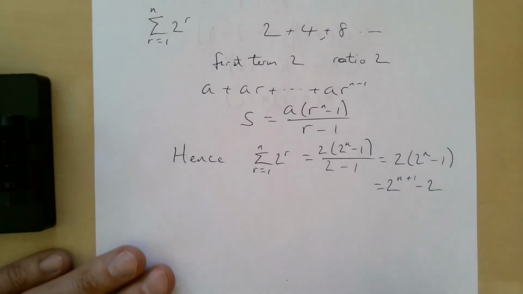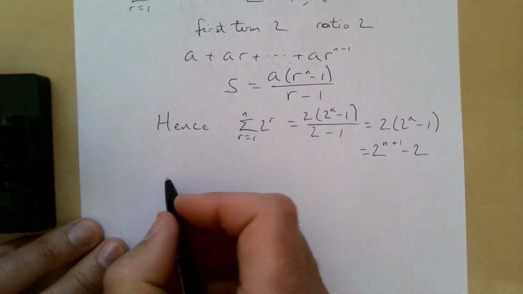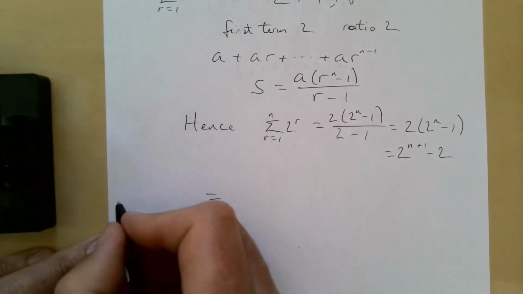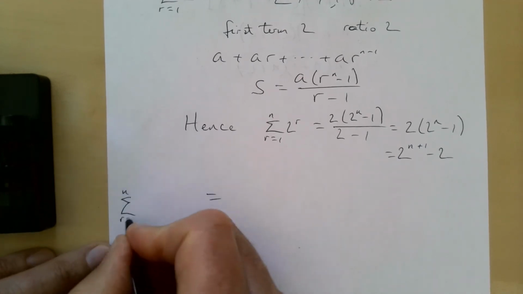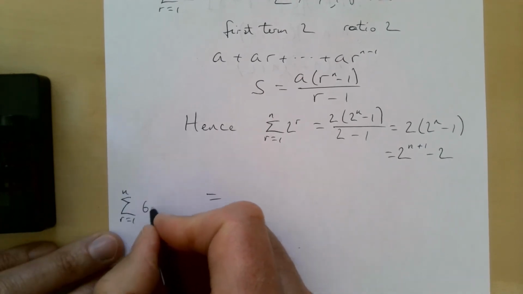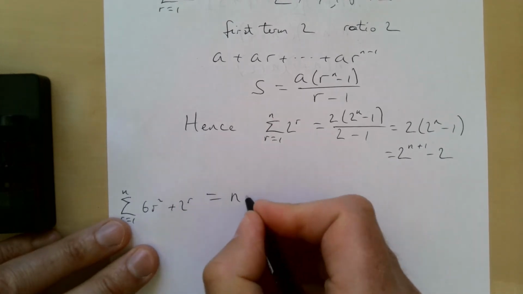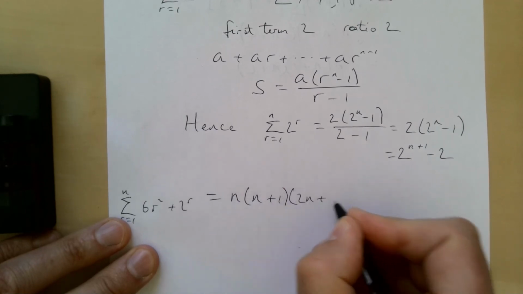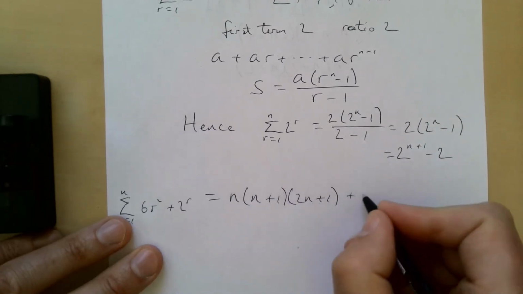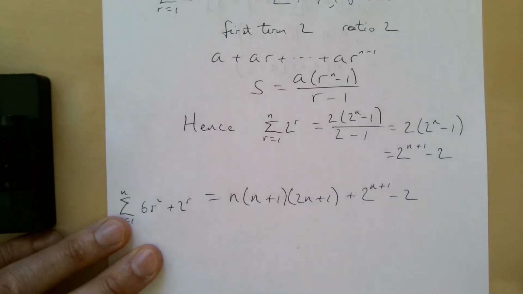So my final answer then is you take this bit from up here. So it's going to be, I should really write out the question, shouldn't I? Be proper about it. The sum from r equals 1 to n of 6r squared plus 2 to the power of r is going to be n(n+1)(2n+1) plus 2 to the power of n plus 1, take away 2.